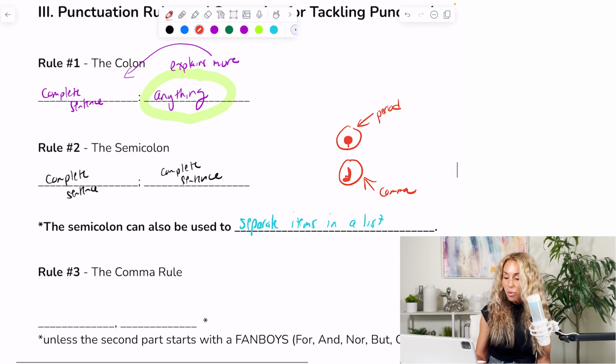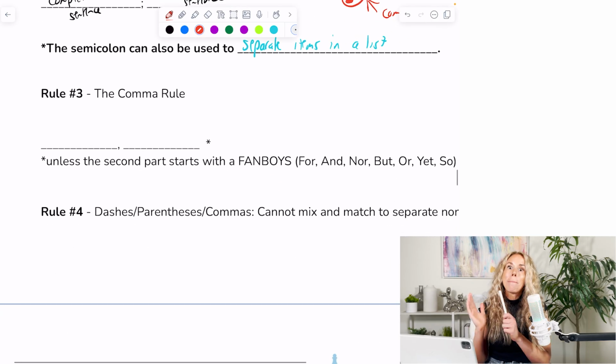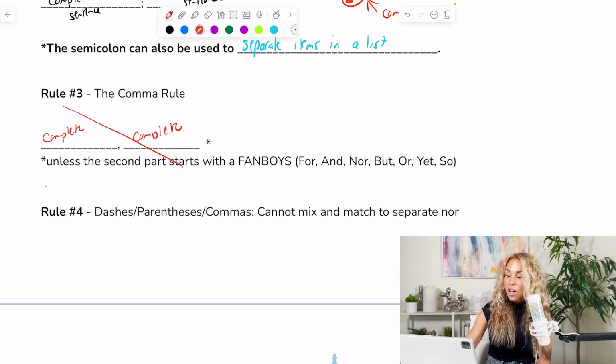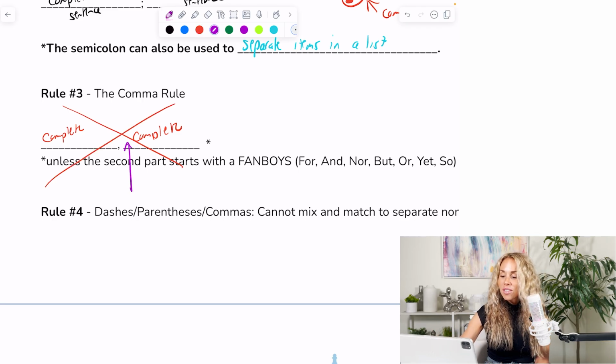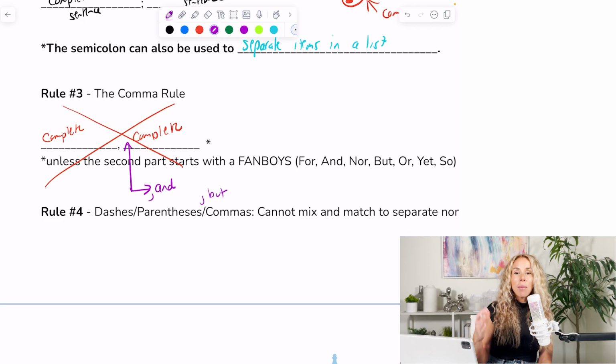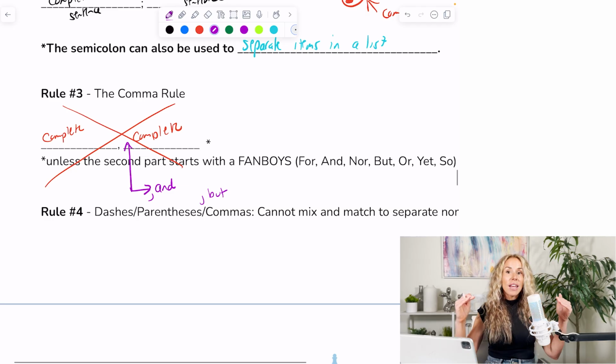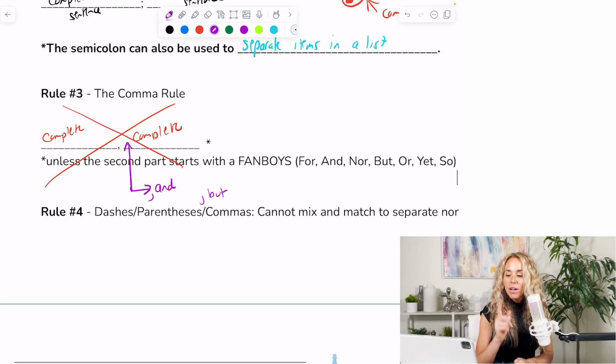Let's talk about the comma rule. So the comma rule basically is that a comma cannot separate two complete sentences. So if you have a complete sentence on both sides, do not pick the comma. However, on this test, sometimes what College Board is doing is they're putting a comma and an and, or a comma and a but. A comma and some kind of FANBOYS, if they give you that, then you can separate those two independent clauses and you're good to go. So just be ready for that.